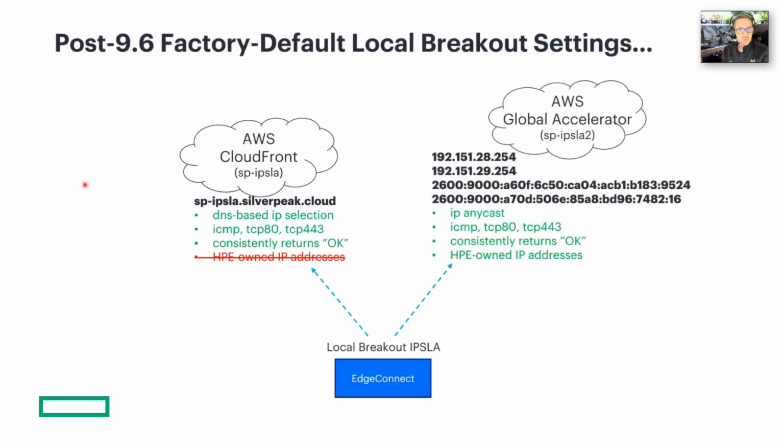So we still have SP-IPSLA.silverpeak.cloud. Here's what we've done, though. You have one public IP that's globally scoped, no matter where you are on Earth. If you ping 192.151.28.254, you'll see that the latency is going to be 30 milliseconds or less.